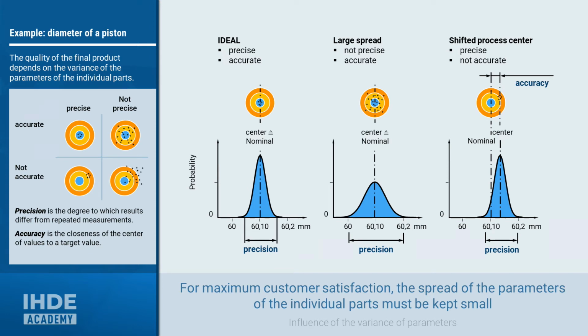In the picture on the far right, the process location is slightly shifted. This process is therefore a little less accurate compared to a process in which the process location is exactly on the target value. You will find more about the distribution of values and the evaluation of processes in the other lessons.